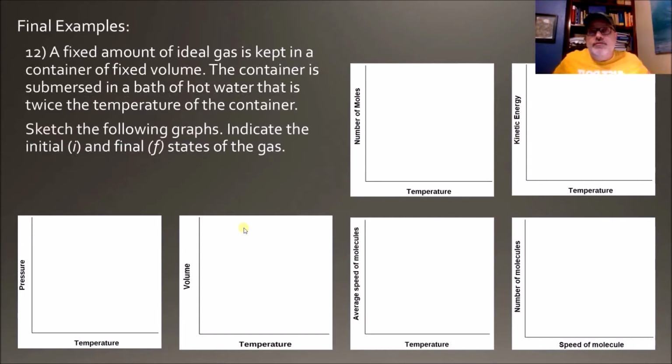All right, here's number 12. These are our final examples. In number 12, we have a fixed amount of an ideal gas kept in a container of fixed volume. So the volume's not changing and the number of molecules is not changing. The container is submerged in a bath of hot water that is twice the temperature of the container. So it's going to heat up. Sketch the following graphs and indicate the initial and final states of the gas. All right, pause the video, take your best guess at all the sketches, and then advance the video.